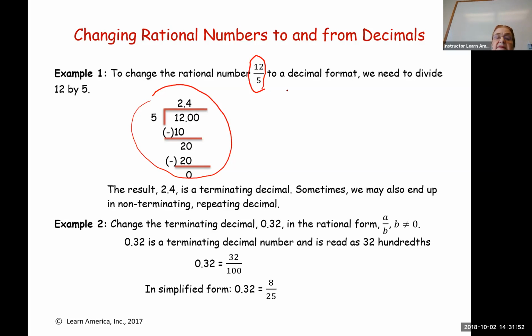Let's consider now the terminating decimal, 32 hundredths, and trying to put it back into the form of a ratio. Now we're going back the other way. 32 hundredths is a terminating decimal. It's read as 32 hundredths, so what it means is 32 over 100. If we simplify that by dividing by a common factor of 4, we wind up that 32 over 100 is the same as 8 over 25.